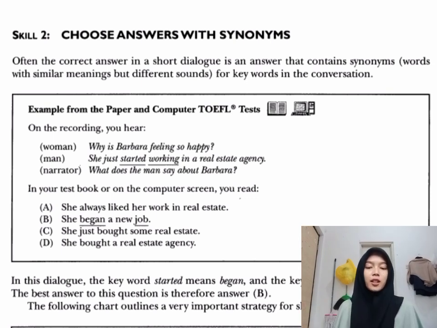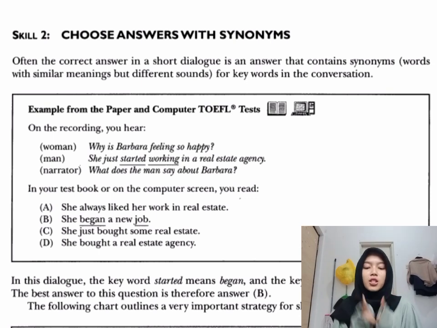So what is the question? The question is, what does the man say about Barbara? We have several answers here. Answer A is, she always liked her work in real estate. Is that the right answer? Did the man say that Barbara liked her work? Not yet, because the man just gave the information that Barbara started working in the real estate agency. The man didn't give a statement that Barbara liked her work there. So answer A is probably wrong.